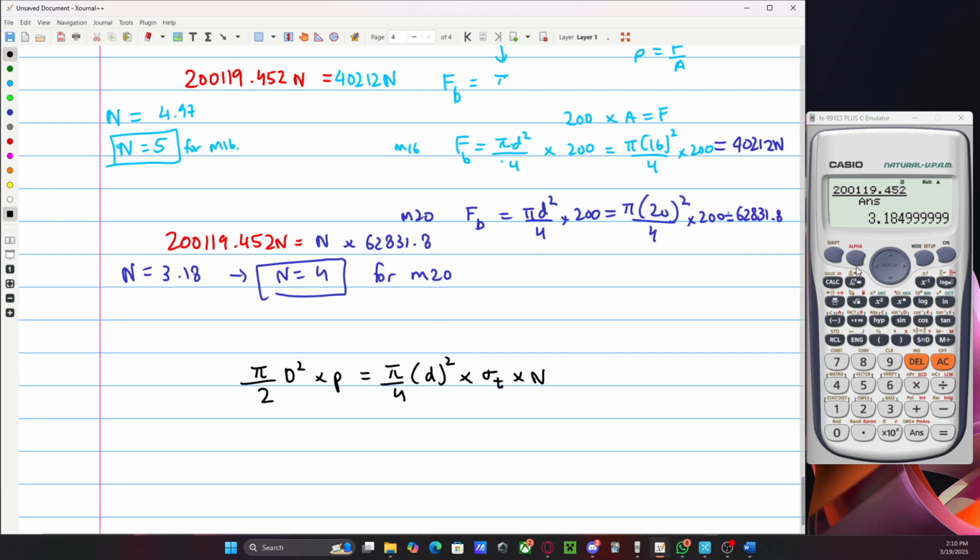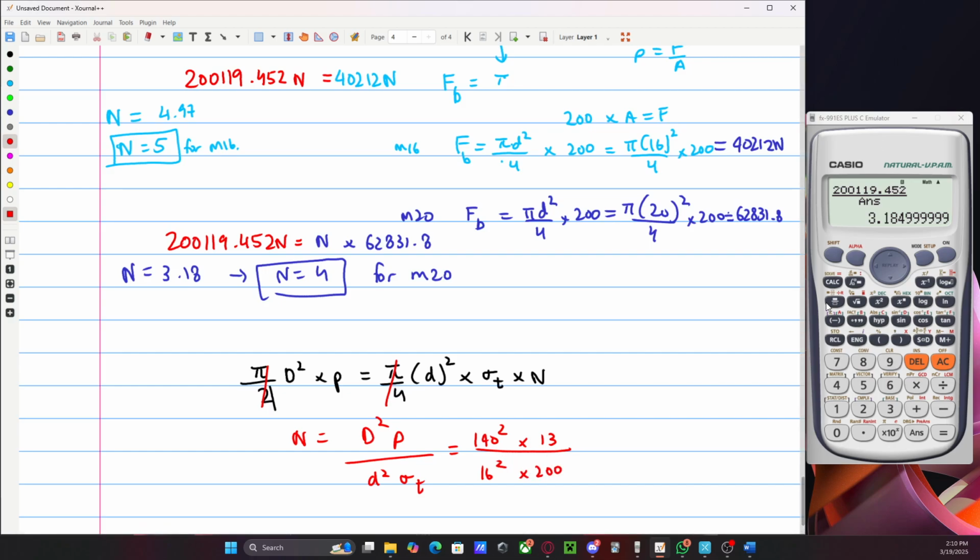Sorry, this is also pi over 4. You'll notice a lot of things cancel out. So if you look here, this cancels out, and you're left with n equals D squared p over small d squared allowable stress. So in this case, capital D, which is our 140 squared times 13 over this 16 or 20 squared times 200.